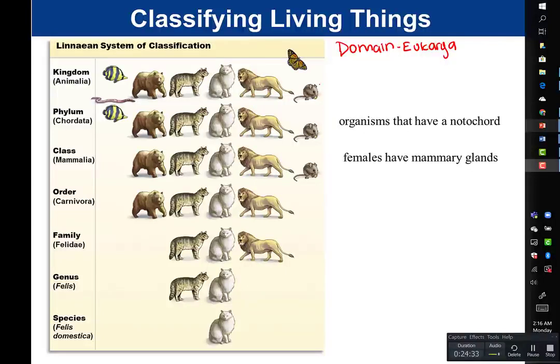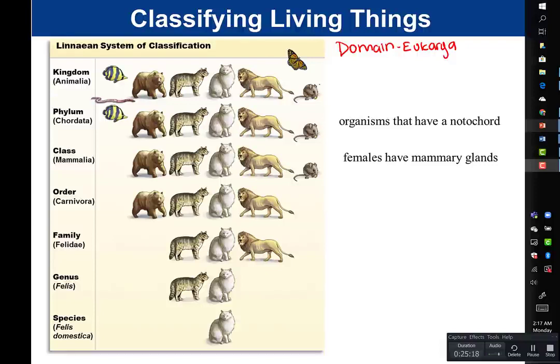Then we have our phylum. Our phylum in this case is going to be Chordata. Chordates have what's called a notochord. And a notochord is a precursor to a vertebrae, essentially. And so notice that when we get into phylum Chordata, the worm is out. The butterfly is out. Those don't have that notochord. So the fish is still in play. The bear is still in play. The cats are still in play. The lion is still in play. And so is the mouse. Those all have that notochord, which can serve as a precursor for a vertebrae.